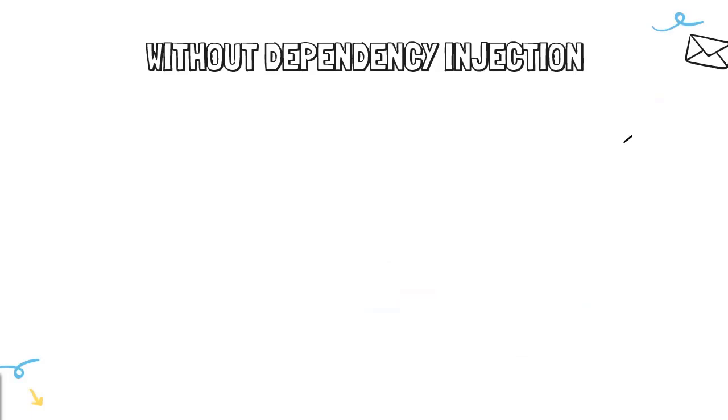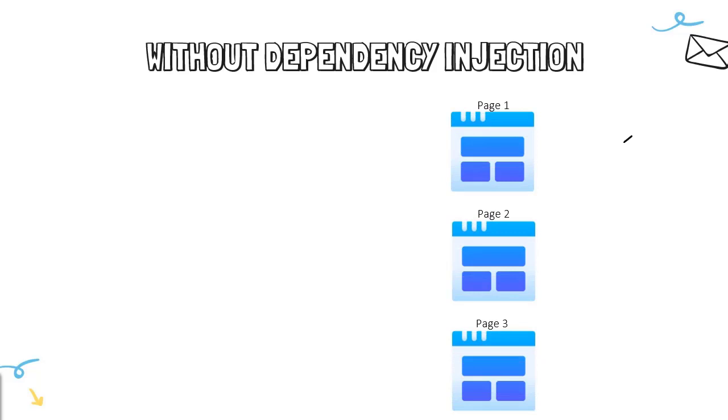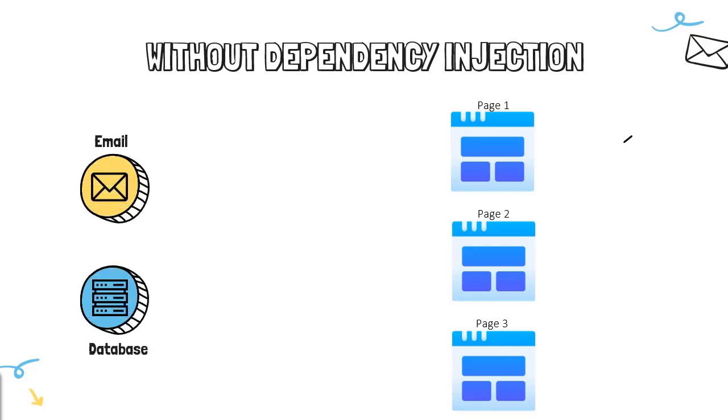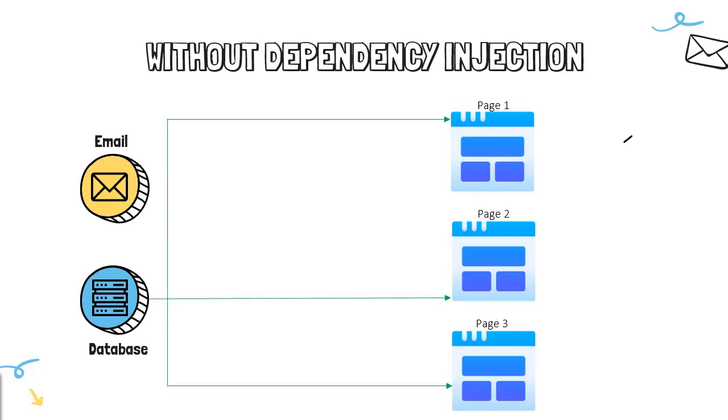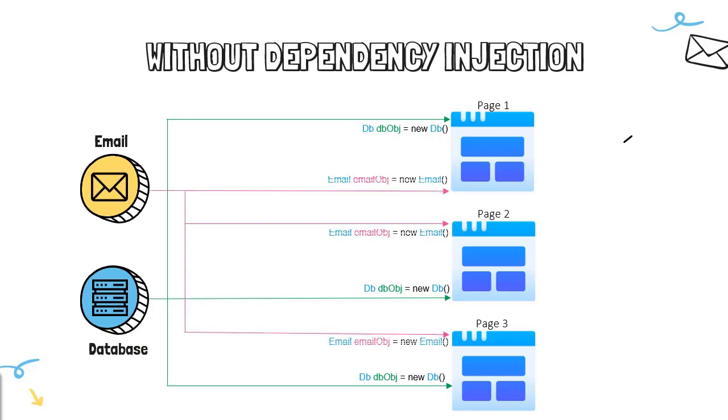Let's consider a scenario without dependency injection. So in any application, let's say we have 3 pages right now, and we have some common functionality that we want to use across all the 3 pages, like email and database access. Now let's imagine that on all of these pages, we need access to database first. So what we will do is we will create the database object on all the 3 pages, and in our case, we'll call the class name as DB. Then we'll have to do the same and create object of the email implementation that we have in all the 3 pages for the email class.